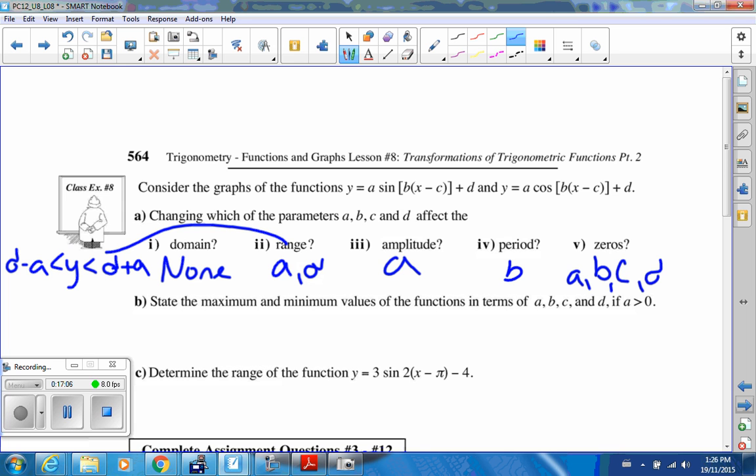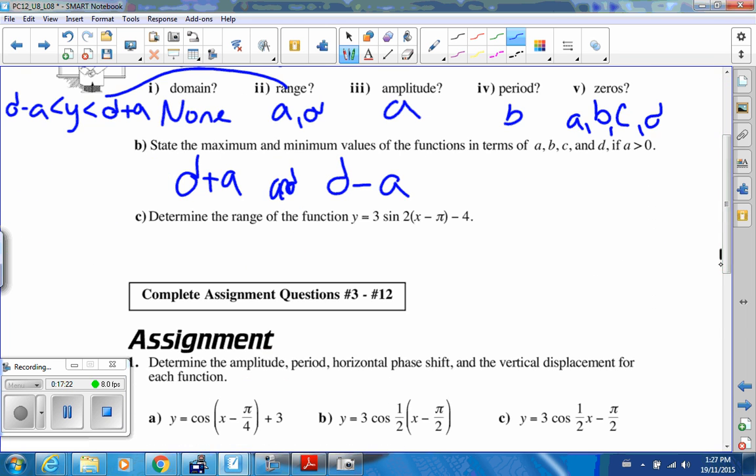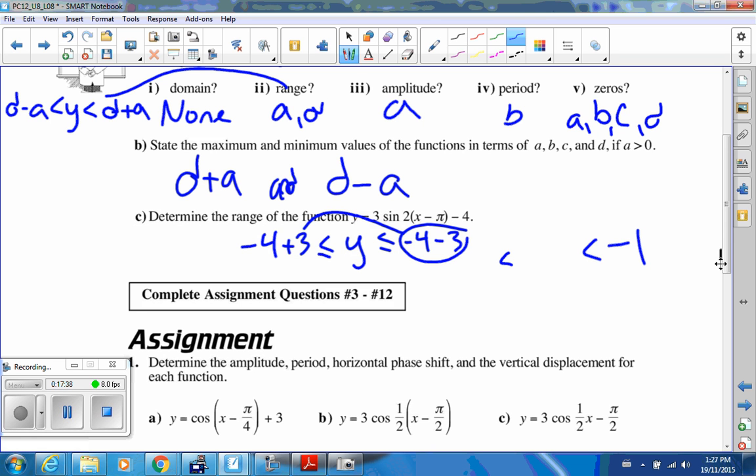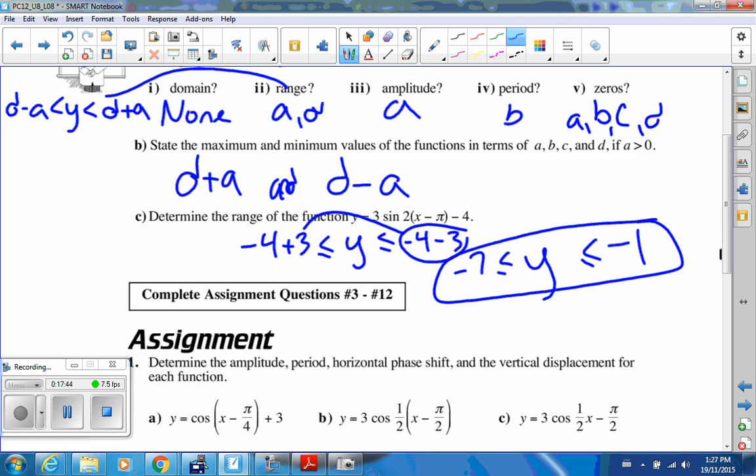So maximum, minimum values, well, we just did that. It's your d plus your a, and your d minus your a. Those are going to be the values there. So just looking at this, the range is going to be negative 4 plus 3 and negative 4 minus 3. And actually, I've got these backwards. That should be over there. Negative 4 plus 3 is negative 1. Negative 4 minus 3 is negative 7. So that's my final range there.